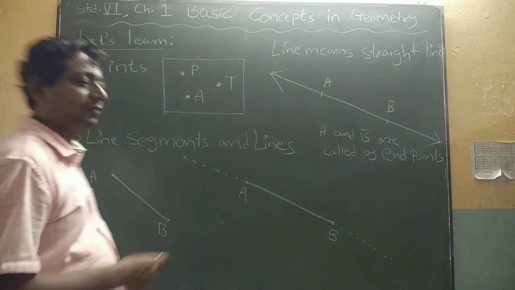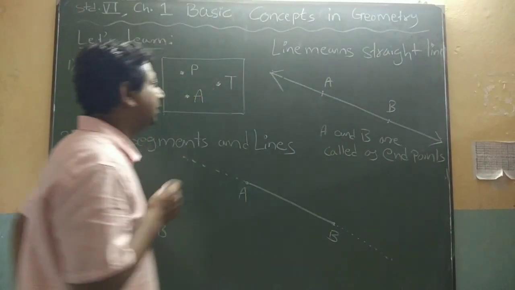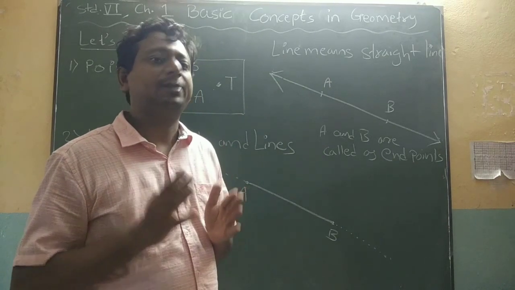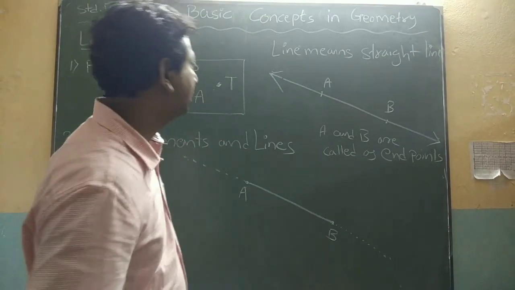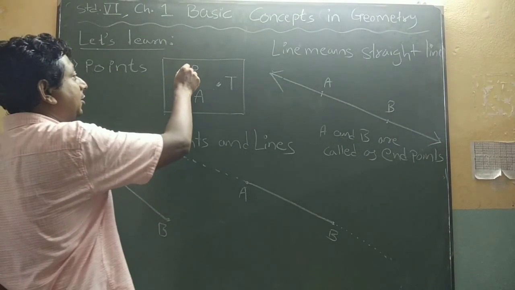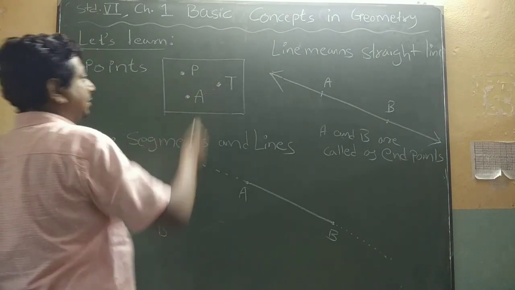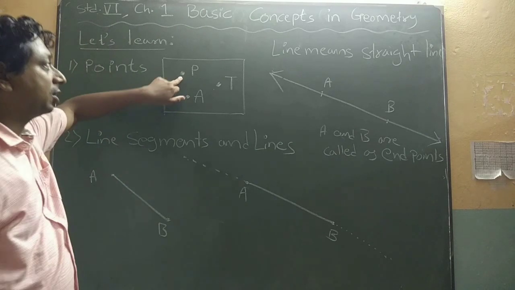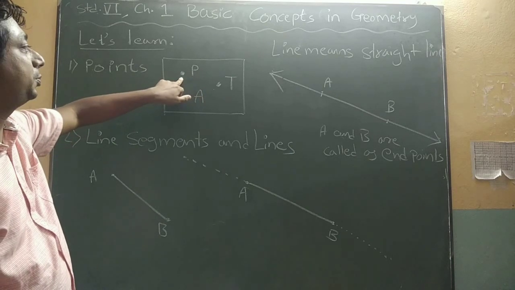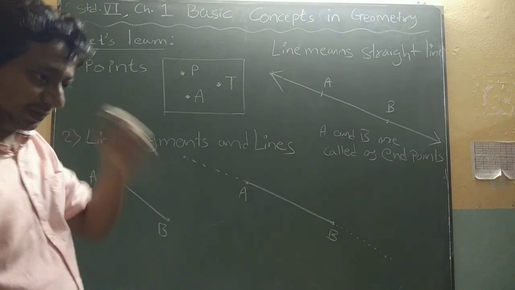You can give those dots with the help of a sharp pencil, or with the help of a pen. Generally, when drawing any geometrical figure, we don't use a pen, but we use a pencil, and that too a sharp pencil. Remember one thing, dots are always given names in capital alphabets. So this is point P, this is point T, this is point A.